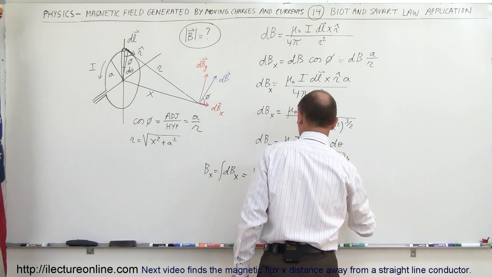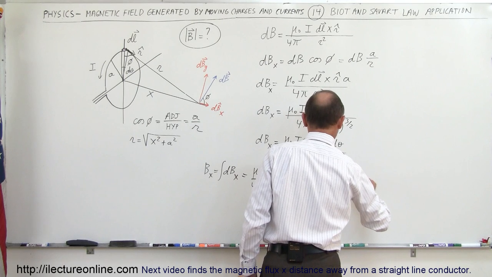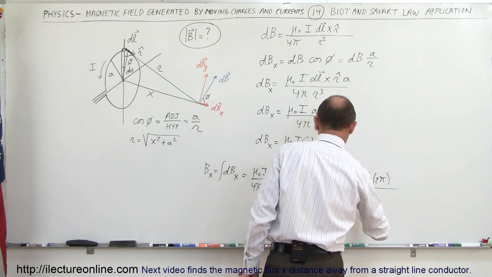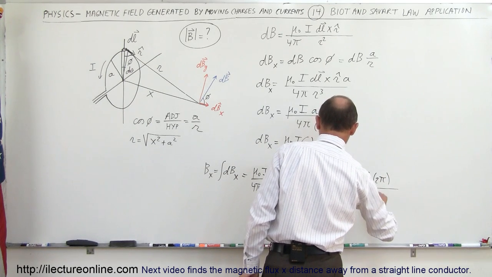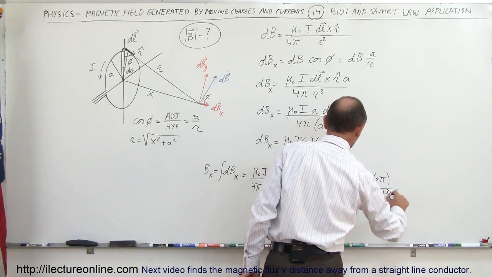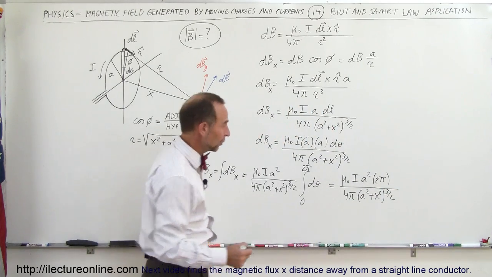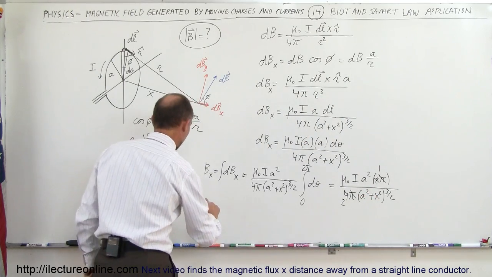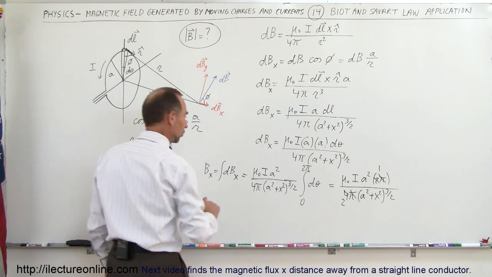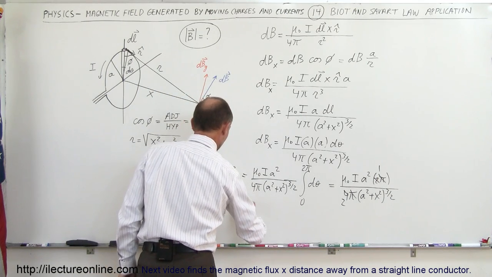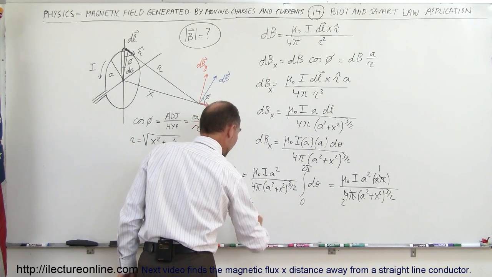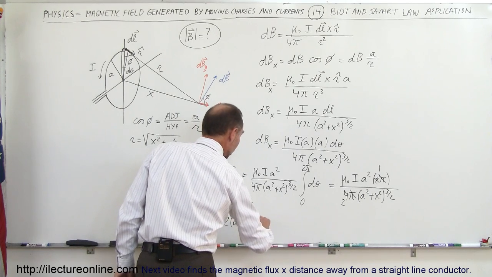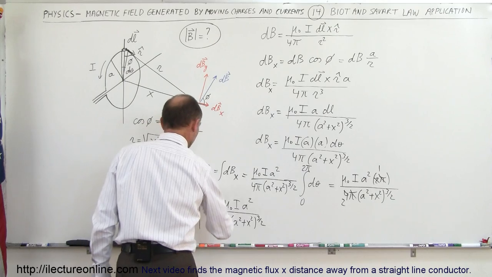So this is going to be equal to mu sub naught times I times a squared times 2 pi divided by 4 pi times a squared plus x squared to the 3 halves power. And finally, if we want to simplify that, notice that the pi's cancel out. This 2 becomes a 1, that becomes a 2. So finally, we can say that the B field in the x direction is simply equal to mu sub naught times I times a squared divided by 2 times the quantity a squared plus x squared to the 3 halves power. And that's the answer.